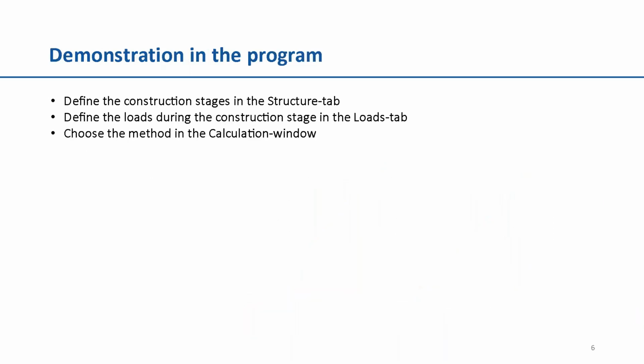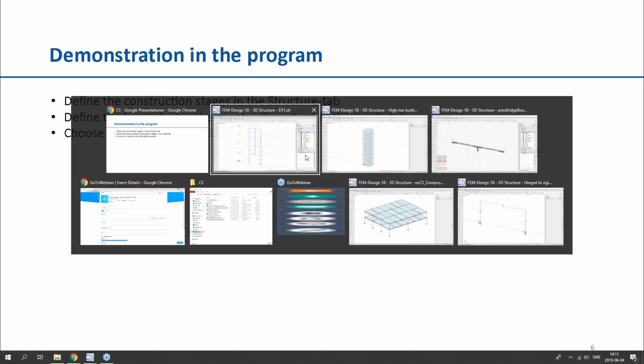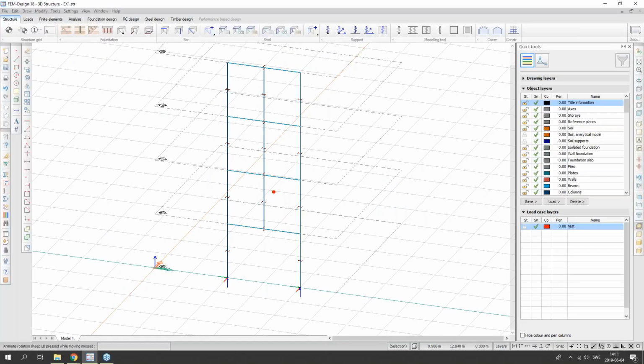I will now demonstrate the feature inside of FEM-Design, and the workflow looks like this. I will start out by defining the construction stage in the Structure tab. Then I will continue to define the loads that will act during the construction stage in the Loads tab. I will then choose the method in the calculation window, so either the incremental tracking method or the ghost structure method. So I will swap over to FEM-Design and our example structure here.